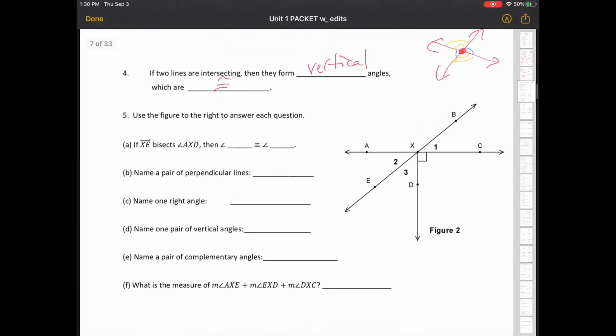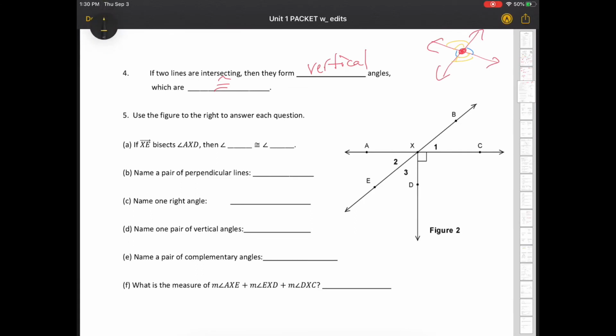Okay, moving on. Use the figure to the right to answer each question. We have a combination of questions here about angles in this diagram. It looks like two perpendicular lines and just another line intersecting them. So let's see what we have.